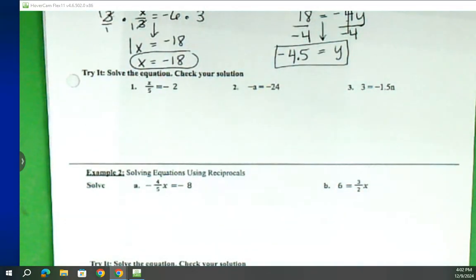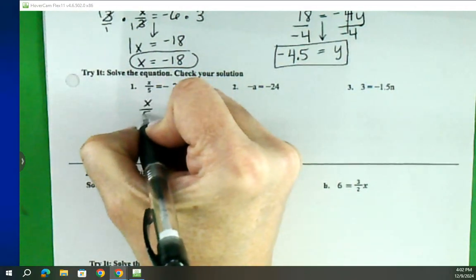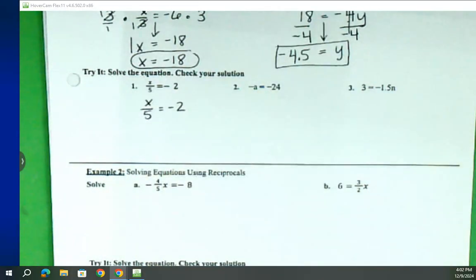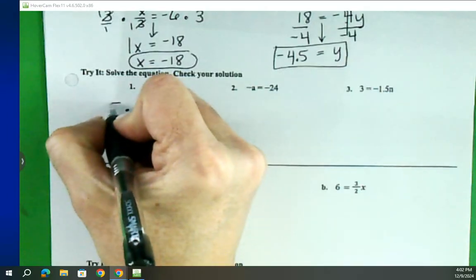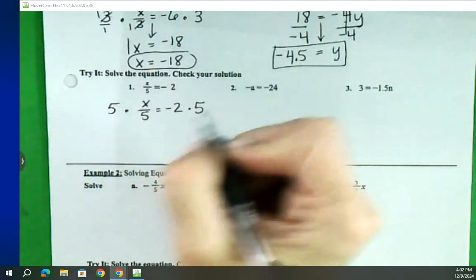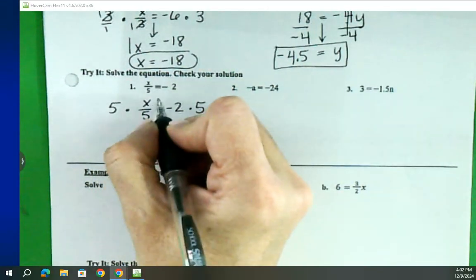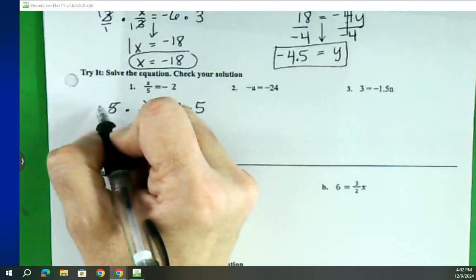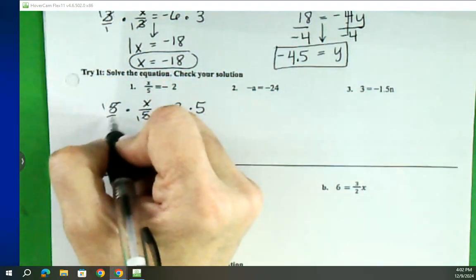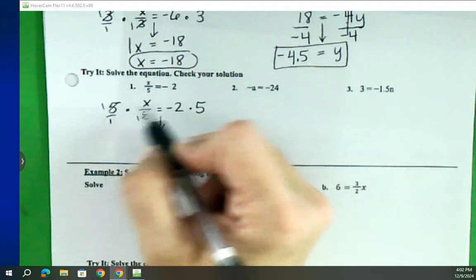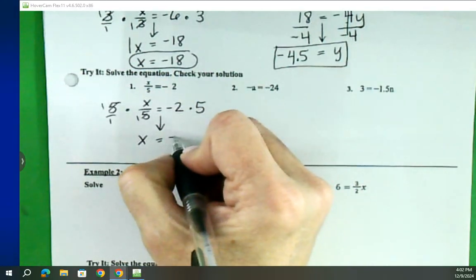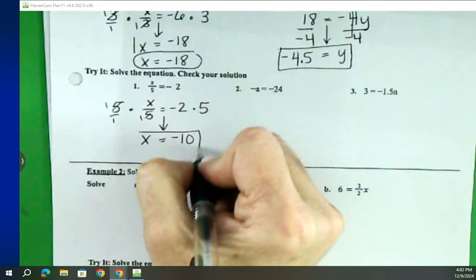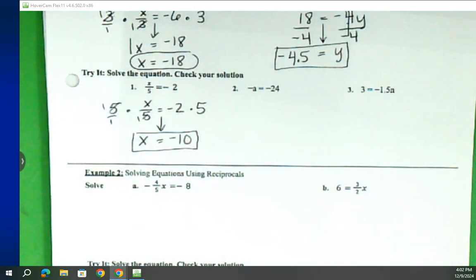All right, number 1, we have x divided by 5 equals negative 2. So the inverse of dividing by 5 would be to multiply by 5. Lining up our equal sign, 5 and 5 are 1. So 1x is just x, and negative 2 times 5 is negative 10. Okay, over to number 2.